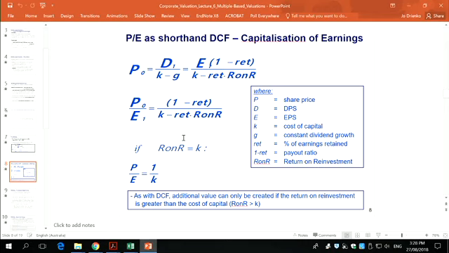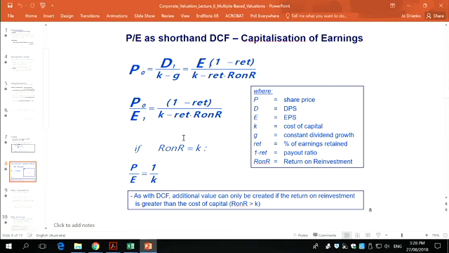The D can be restated into just the earnings times 1 minus the retention rate. The portion of earnings that are paid out as dividends is the portion of earnings that is not retained, right? So D is just equal to E times the payout. This 1 minus the retention rate is just the payout ratio. So in JB Hi-Fi's case, that's 65%. Right, so 65% of your earnings is paid out as dividends here.